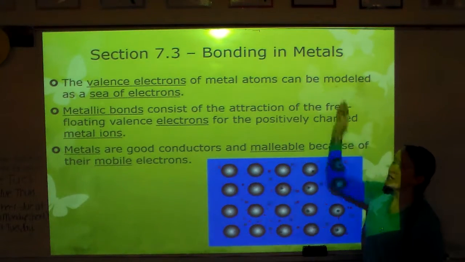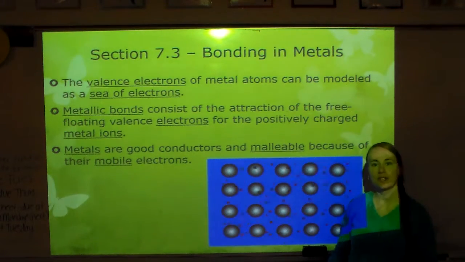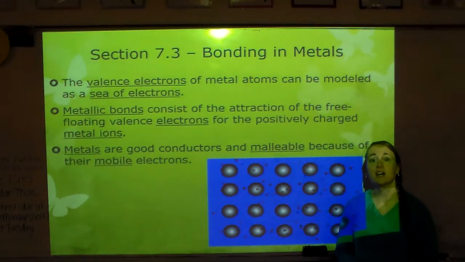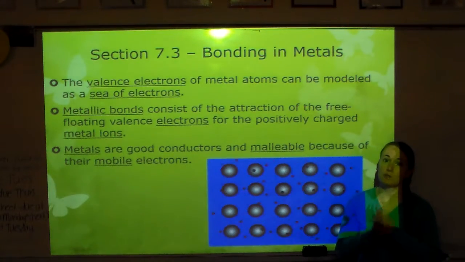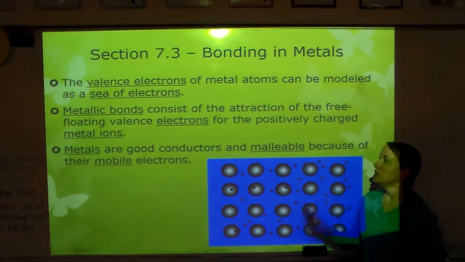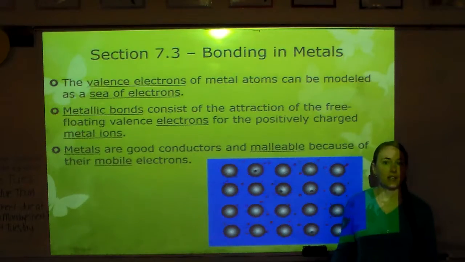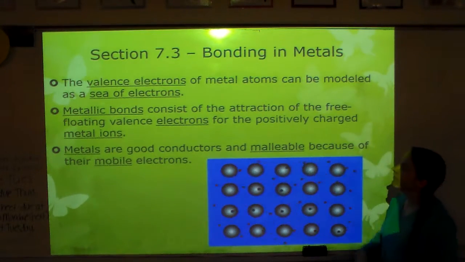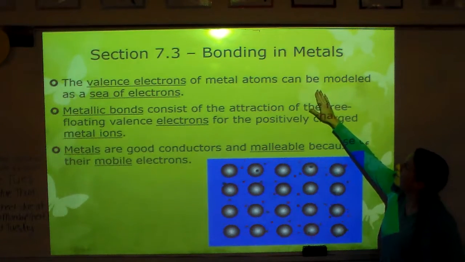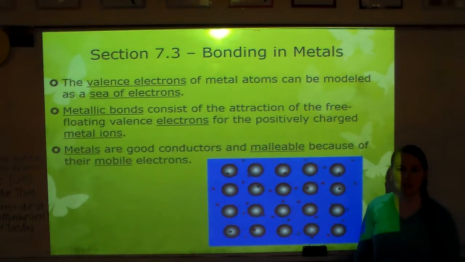Alright, so 7.3 touches on bonding in metals, because the rest of 7 we've been talking about ionic bonds. Those are between a metal and a non-metal. When we get to chapter 8, we're going to talk about covalent bonds. Those are between only non-metals. So we do have to talk about metallic bonds a little bit, and so that's, of course, bonding that happens in metals. So the valence electrons of metal atoms can be modeled as a sea of electrons.